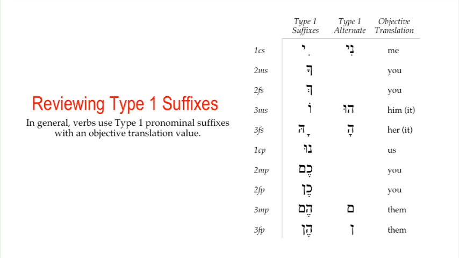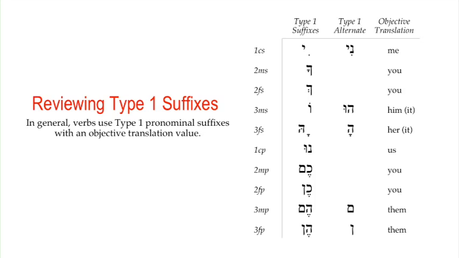Look at your screen with me. In general, verbs will use type 1 pronominal suffixes with the objective translation values. So on your screen, you will see all of the different type 1 suffixes that you studied in the noun chapters. In addition, you need to review your alternate type 1 suffixes. In the third column on this chart, you will see all of the different objective translation values that you would have used, for example, when you saw these forms appearing on prepositions.